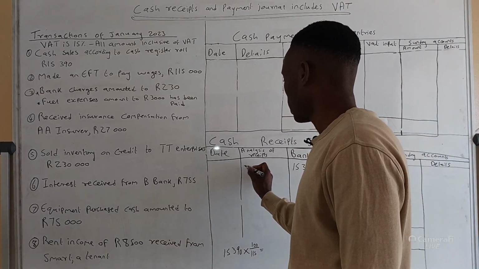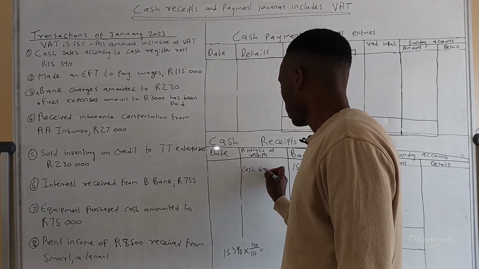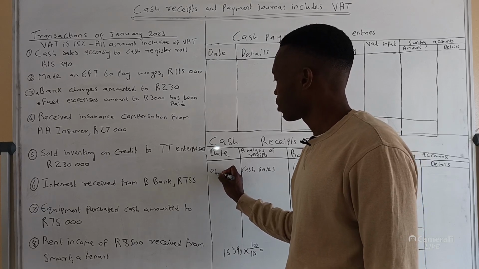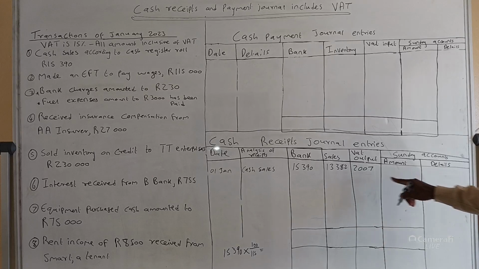Obviously we are going to write cash sales. Okay, the date is 1 January. Okay, so under sundry account we are not going to record anything because we have a column for sales.